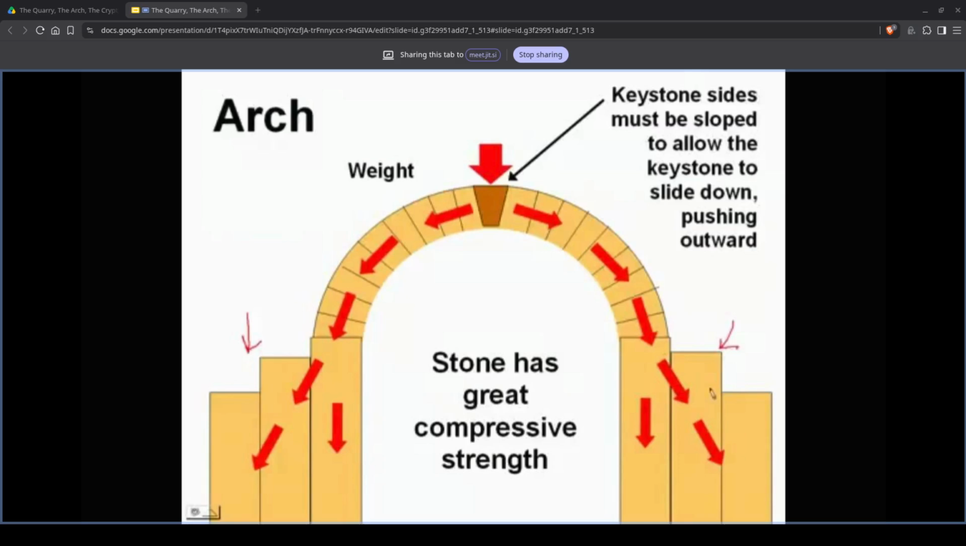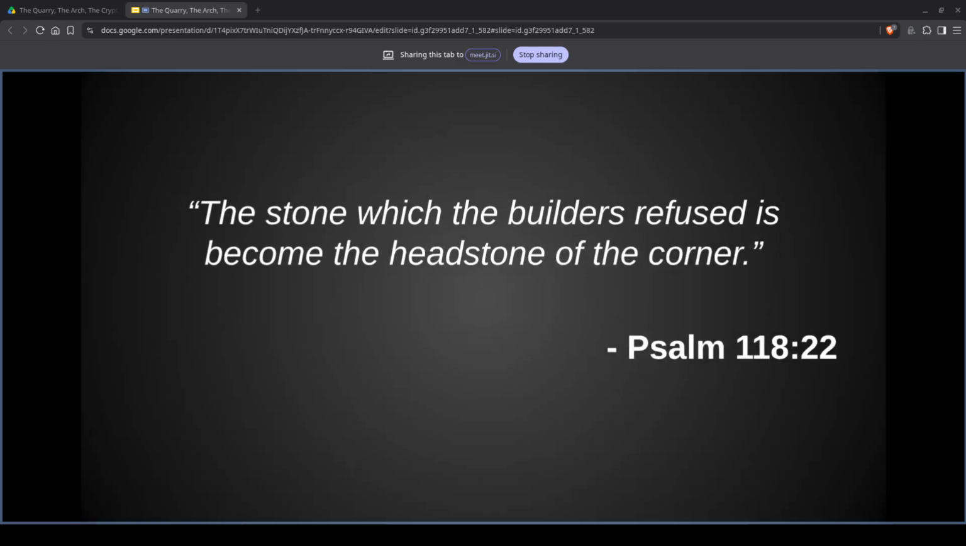And if we look at the book of Psalms, we get a neat little phrase: the stone which the builders refused is become the headstone of the corner. This is a reading from Scripture which occurs in this degree. The Right Worshipful Master reads from Psalms. This is also denoted in Matthew, Mark, and Luke.